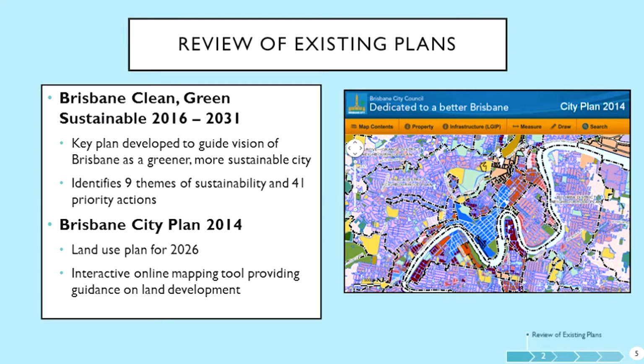So reviewing the currently existing plans, one of the really big ones that influenced our vision for 2050 and our plan was the Brisbane Clean, Green, Sustainable plan. The City of Brisbane basically has a sustainable plan extended until 2031. We used the main principles of that and expanded them until 2050. In addition, the Brisbane City Plan is a land use plan that extends until 2026. One of the really helpful things about this plan was the interactive mapping tool behind it, and this is an image of what was included. It helped us get a vision of the city because we've never been there, and it really showed us how the city plans to expand.